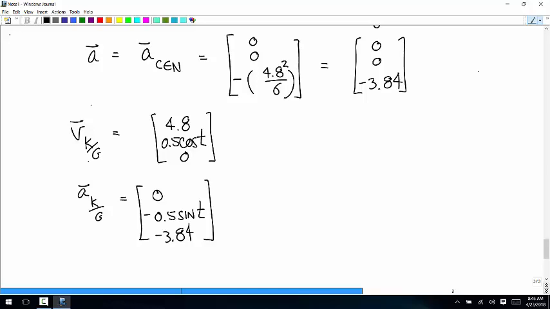Yeah, x, y, and z. So x and z, the way I drew it, are in the plane of the carousel. And the object's moving up and down in the y direction.